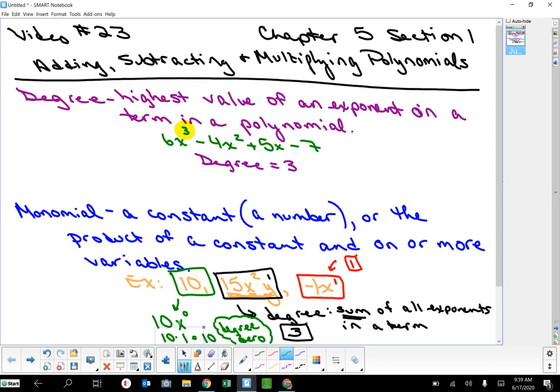Also, the word coefficient. Here, the 10 would be the coefficient. It's the number on the variable term. The 15 would be the coefficient in the second, the black box. And in the red box, the -1 would be the coefficient, even if it looked like this. That still has a -1 for a coefficient.